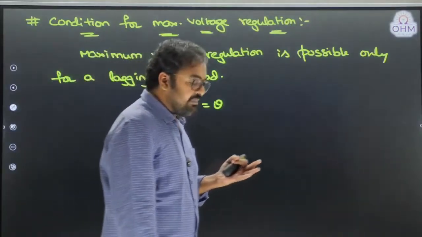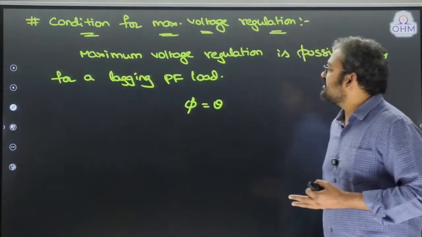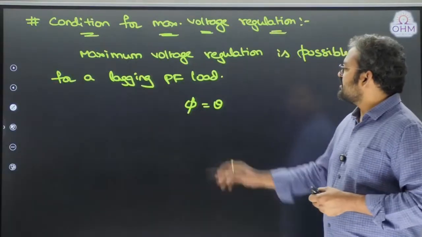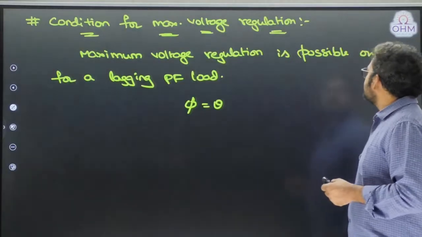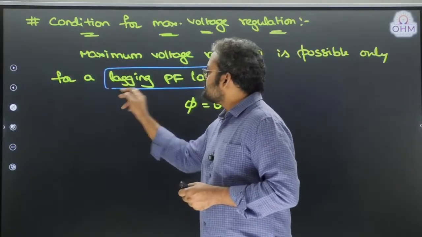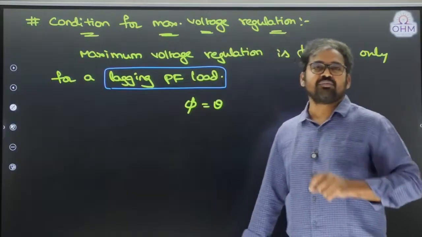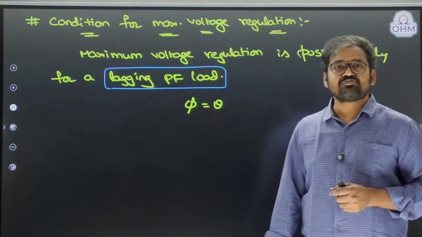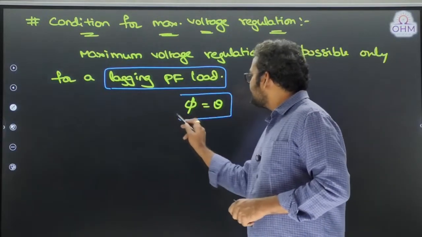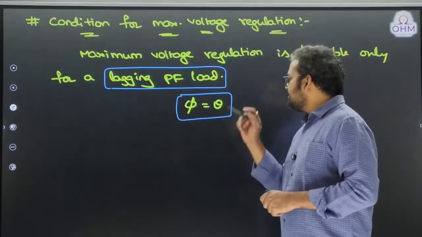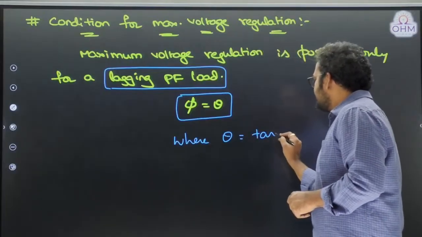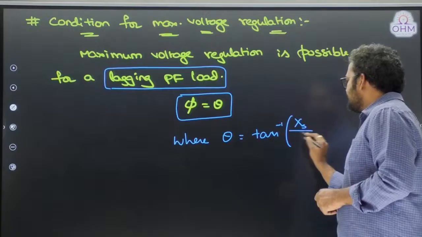Now let's talk about maximum voltage regulation. As the word itself represents, it is the maximum possible regulation from that particular alternator. Yes, read that. Maximum voltage regulation is possible only for a lagging power factor load. Zero voltage regulation is possible only for a leading power factor load. Maximum voltage regulation is possible only for a lagging power factor load. And the condition is phi equal to theta. Again, phi is the power factor angle, theta is the impedance angle, where impedance angle is tan inverse of Xs by Ra.